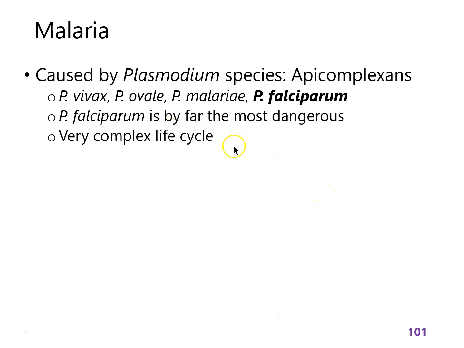There are many different species that can cause malaria, but they all have the same genus. They're all from Plasmodium, and they're all from this big phylum. The different species cause different forms of the disease, and one of them is by far the most dangerous. Falciparum is the one that causes most of the fatalities.